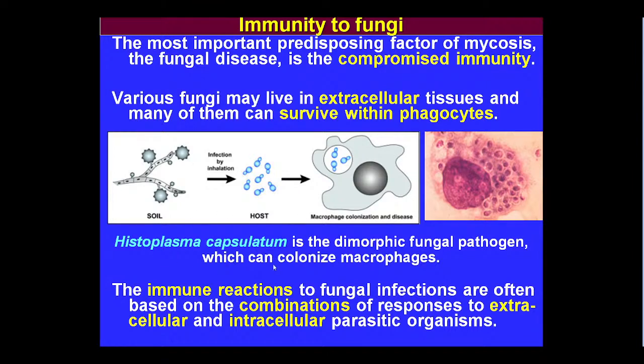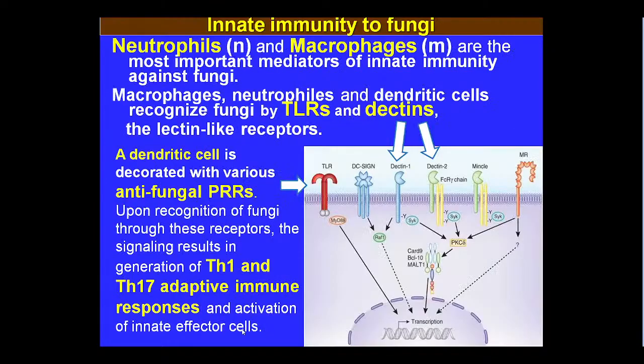For example, Histoplasma capsulatum shown here may occur in soil in the form of the molds, but when in fact the human organism is transformed to the yeast form, and this yeast form may survive inside of the human cells, causing an intensive replication of the fungi inside of the human organism. It means the immune responses to fungal infection are often based on the combination of responses to extracellular and intracellular bacteria.